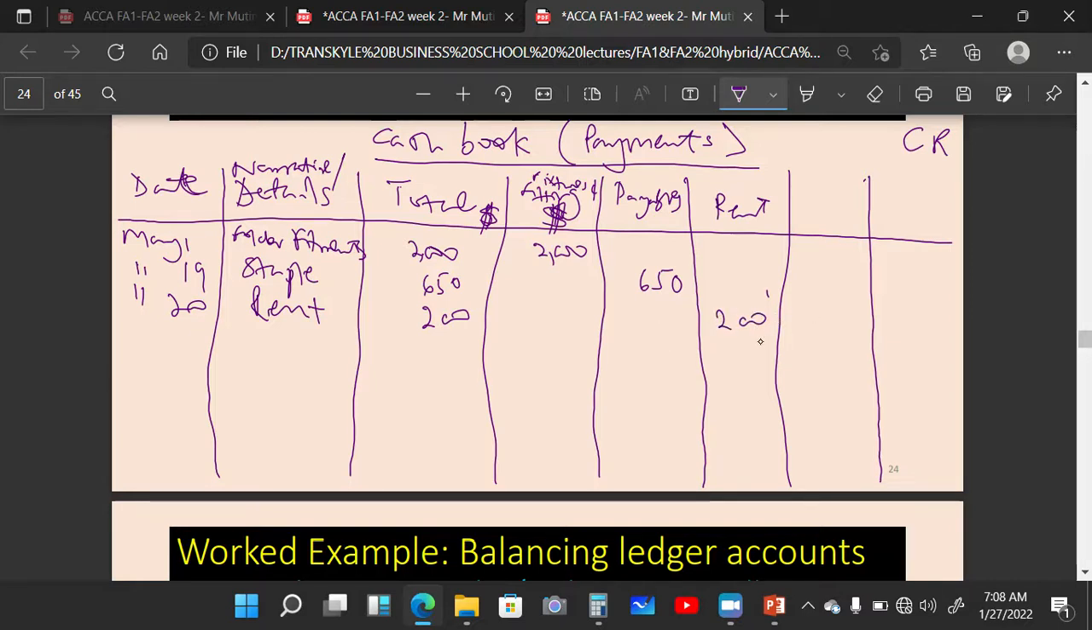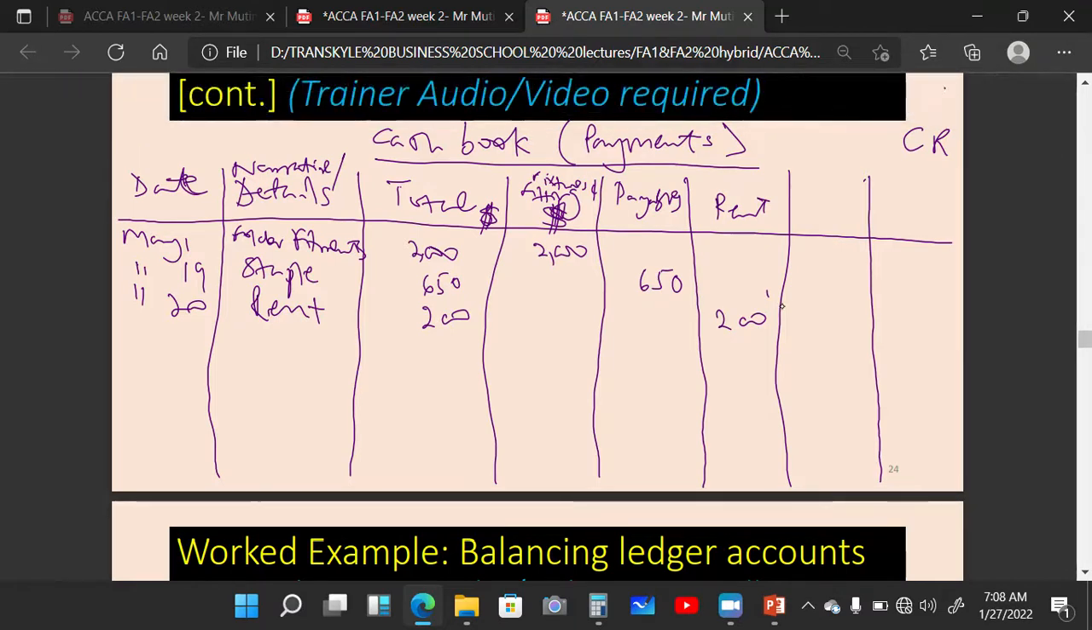You can see how the analyzed cash book is completed. Good. That's how we complete. For the purpose of clarity, you can put some double lines here to demarcate your totals from individual transactions, because by the end of the day you have to add up this column. That's it. Let's move on.